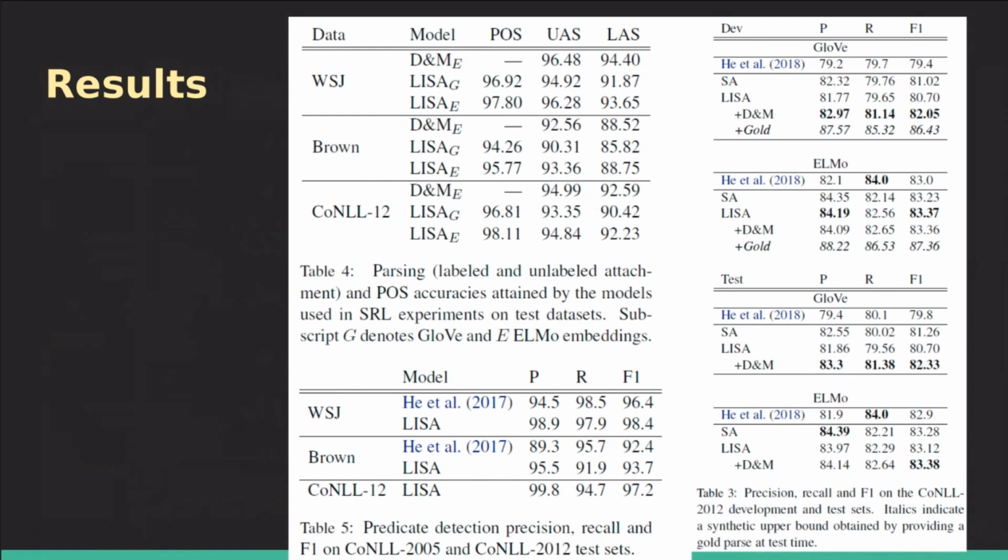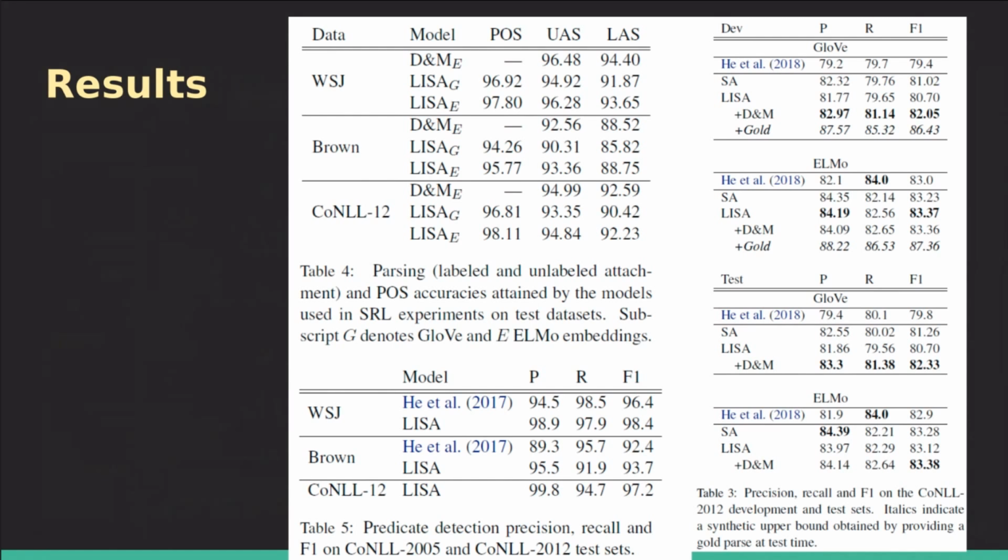For Brown, we also see, oh, interesting. With Brown, you see that LISA with ELMo representation actually outperforms the DNM, syntactic information added, which is interesting. For the POS also, you can see that ELMo outperforms, as seen earlier. Okay, I'm going to go to the other table.